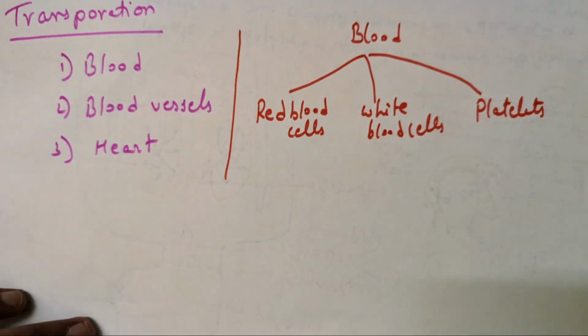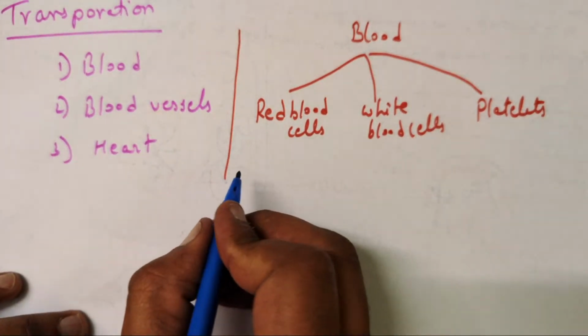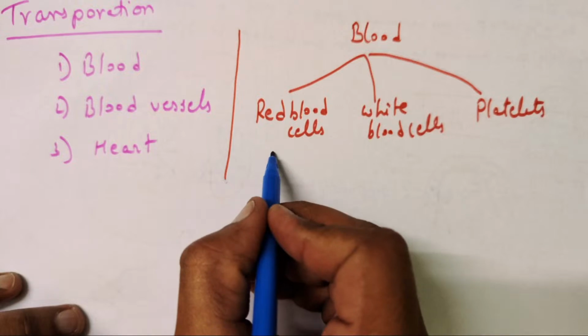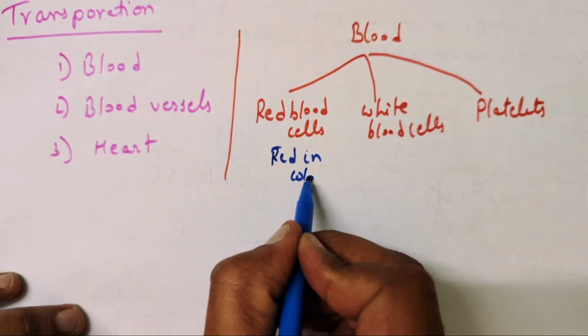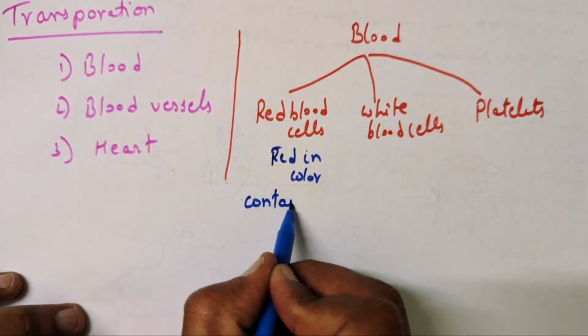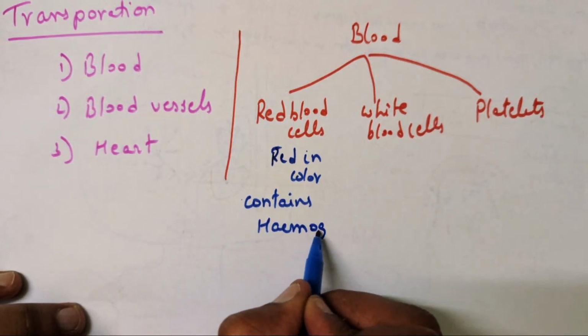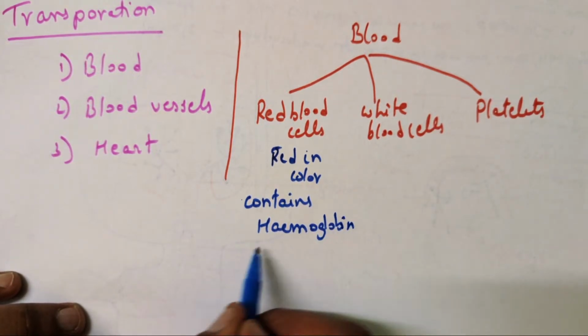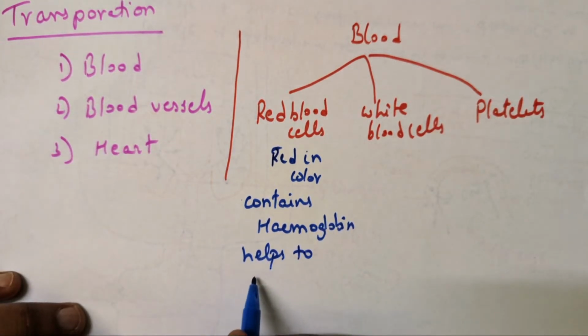So what do red blood cells mean? We also call them red blood corpuscles. So red blood cells are red in color, the color indicates red. They contain hemoglobin and help to exchange gases.